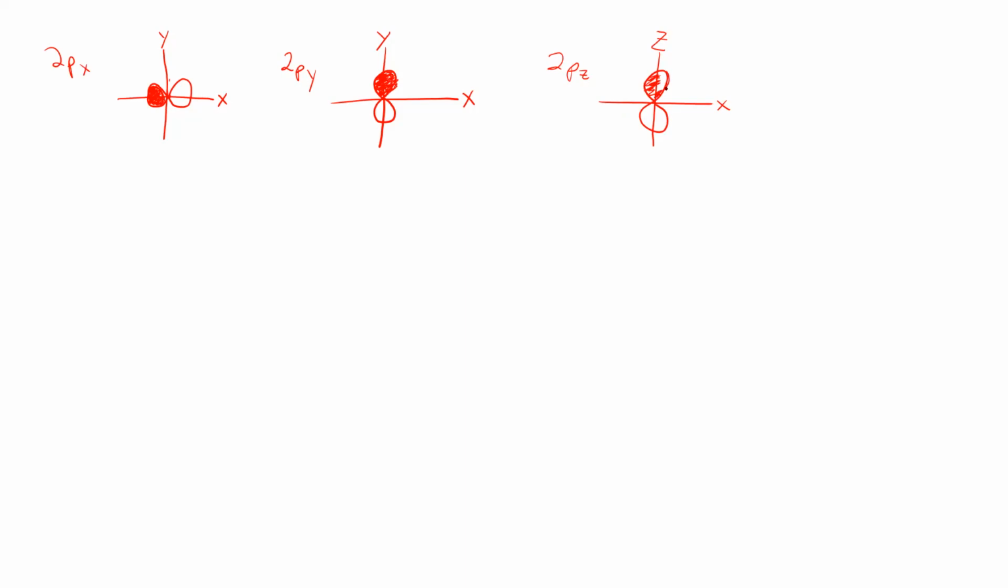Again, knowing now for the 2pz orbital, the nodal plane is the xy plane, right? For the 2py orbital, the nodal plane is the xz plane. And so that's how we would draw the 2p orbitals, right? So 2px, 2py, and 2pz. Now, when you go to the next type of orbital.